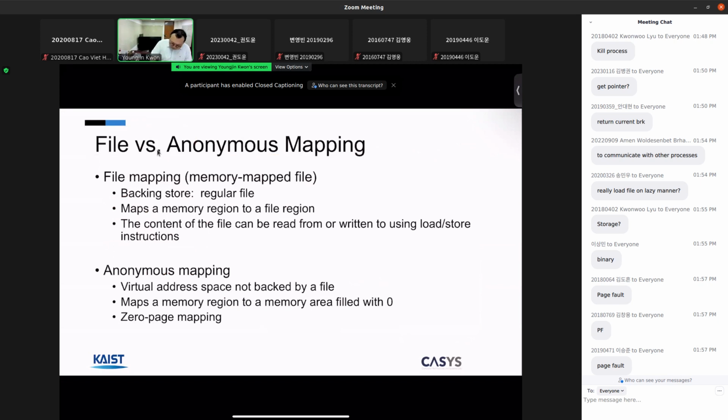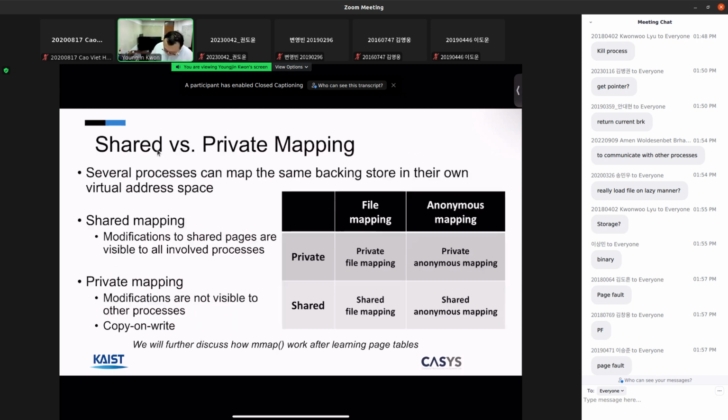All right, so this is a recap of what I'm talking about: file backed and anonymous memory. File mapping, or file backed memory, maps a regular file to a memory region. The contents of the file can be accessed with load and store instructions. Anonymous mapping is virtual address space not backed by a file, so it maps the memory region to a memory area filled with 0. This is called zero-page mapping. I explained that.